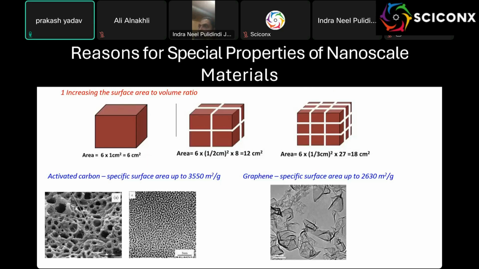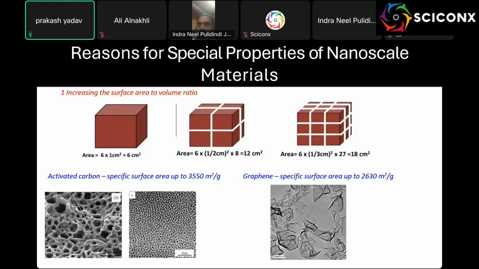But then what will happen? Because we get the larger surface, we have a larger number of particles at the surface. That's why the possibility for any materials or molecules to interact on the surface is increased, and the flow of charges, the number of free charges, is also increased. That's why the properties differ.